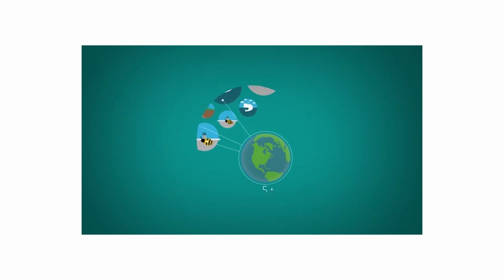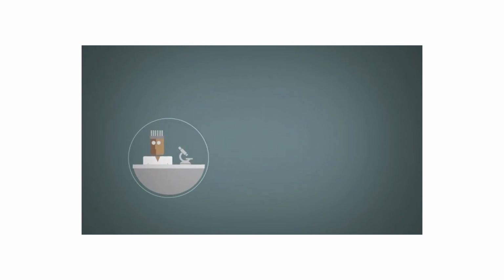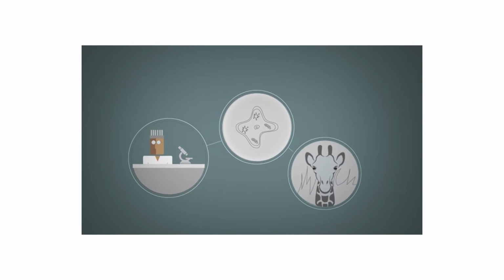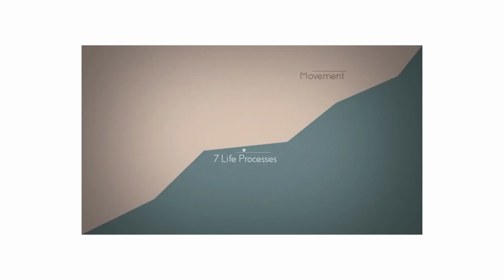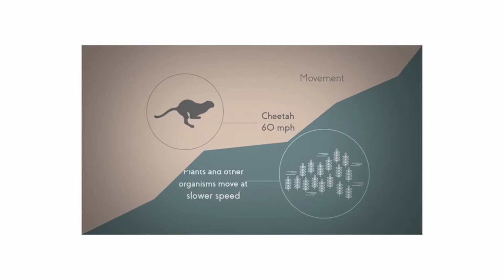Well, scientists have found that all living things, from the simple little amoeba all the way up to a big tall giraffe and everything in between, can carry out these 7 life processes. The first is movement. Some organisms move very obviously, like a cheetah, the fastest animal on the planet, which can run at 60 miles per hour. Other organisms, like plants, move much more slowly, but all living things do move.